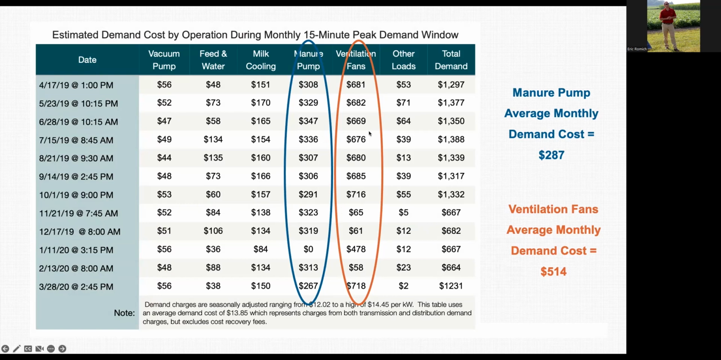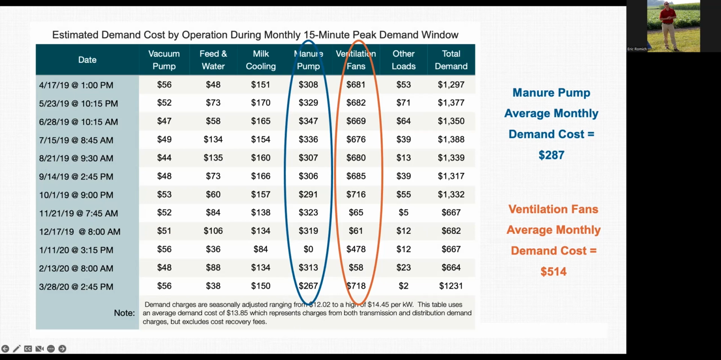Now, you might notice that these numbers here for this 15-minute demand for the manure pump, I've had the question asked before, seem a little bit different than the previous slide where we compared manure pump's demand cost to the manure pump energy cost. The reason for that was the previous slide was based on the highest monthly peak demand of the manure pump. What this chart is looking at is filtering based on when the facility set its overall demand and how much the manure pump was contributing at that point in time. So that's the difference if you happen to notice that.